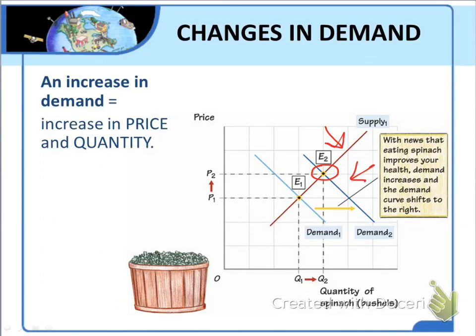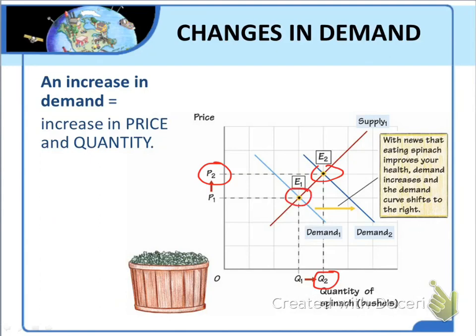Now, at the new equilibrium price of P2, right here, the quantity supplied and the quantity demanded are both equal to Q2, the new equilibrium quantity of spinach. Because supply and demand are back in balance, there will be no tendency for the price to rise or fall. Note what has happened to the price and quantity. Because of the change in taste and the resulting increase in demand, the new equilibrium price and quantity at E2 are both higher than the initial equilibrium price and quantity at E1.